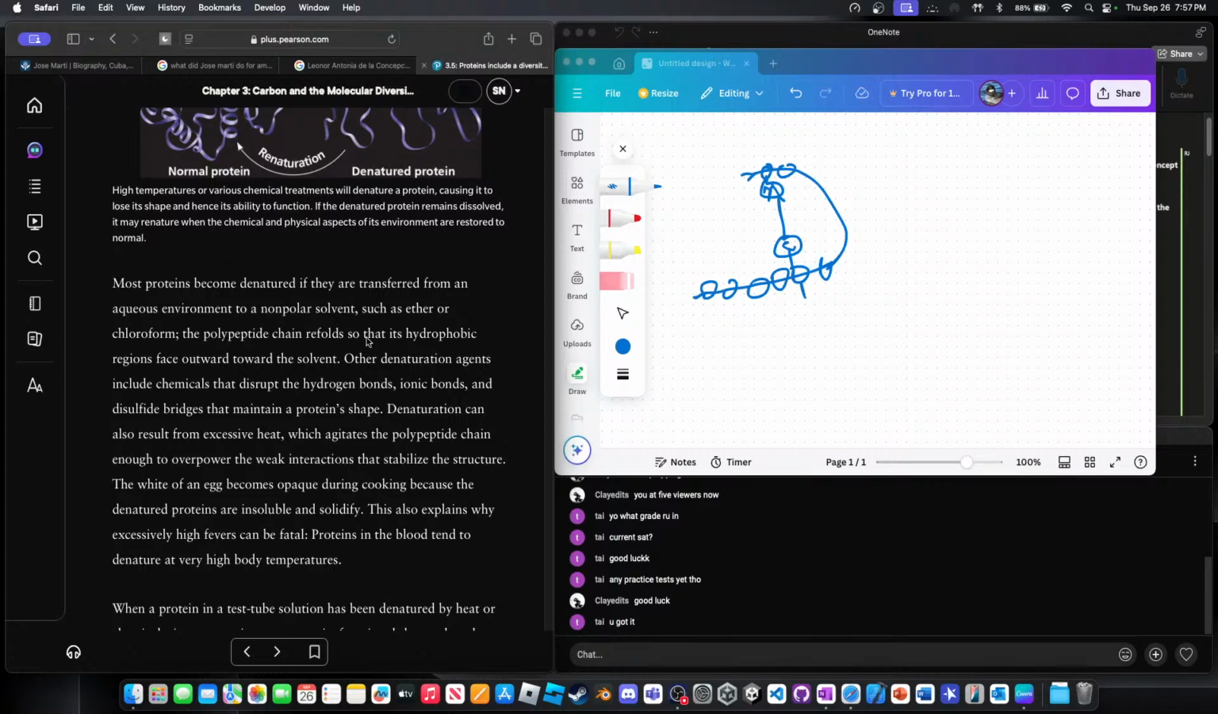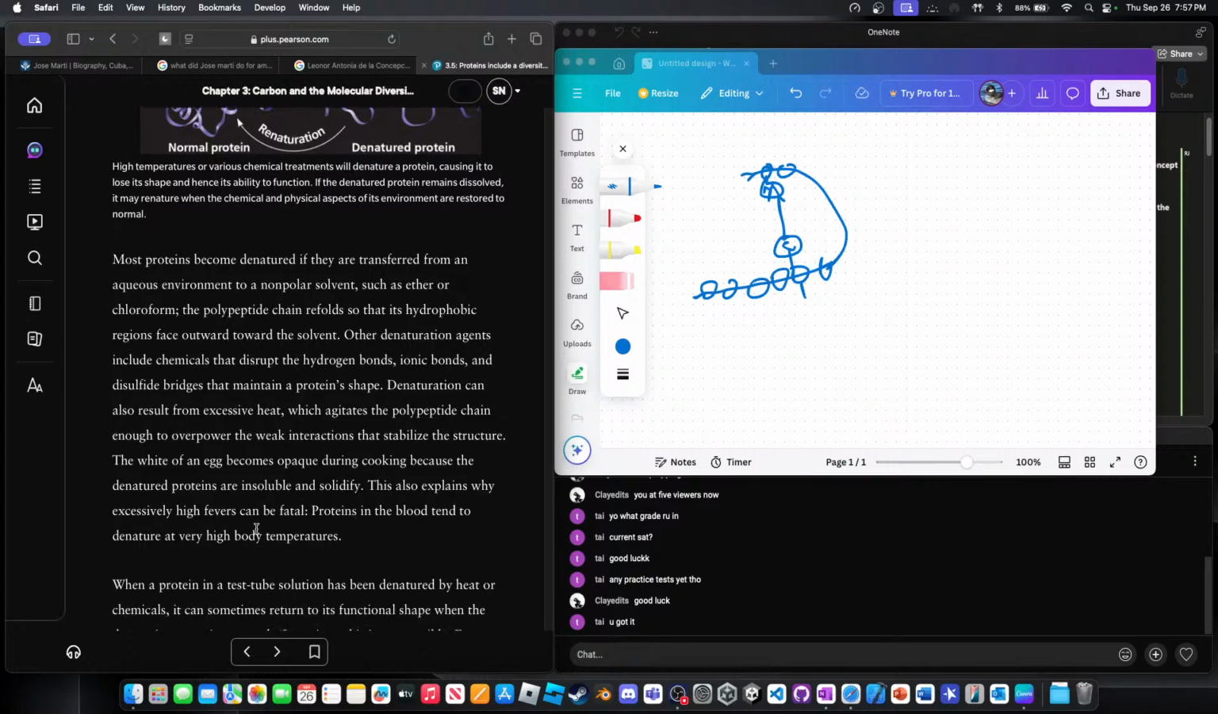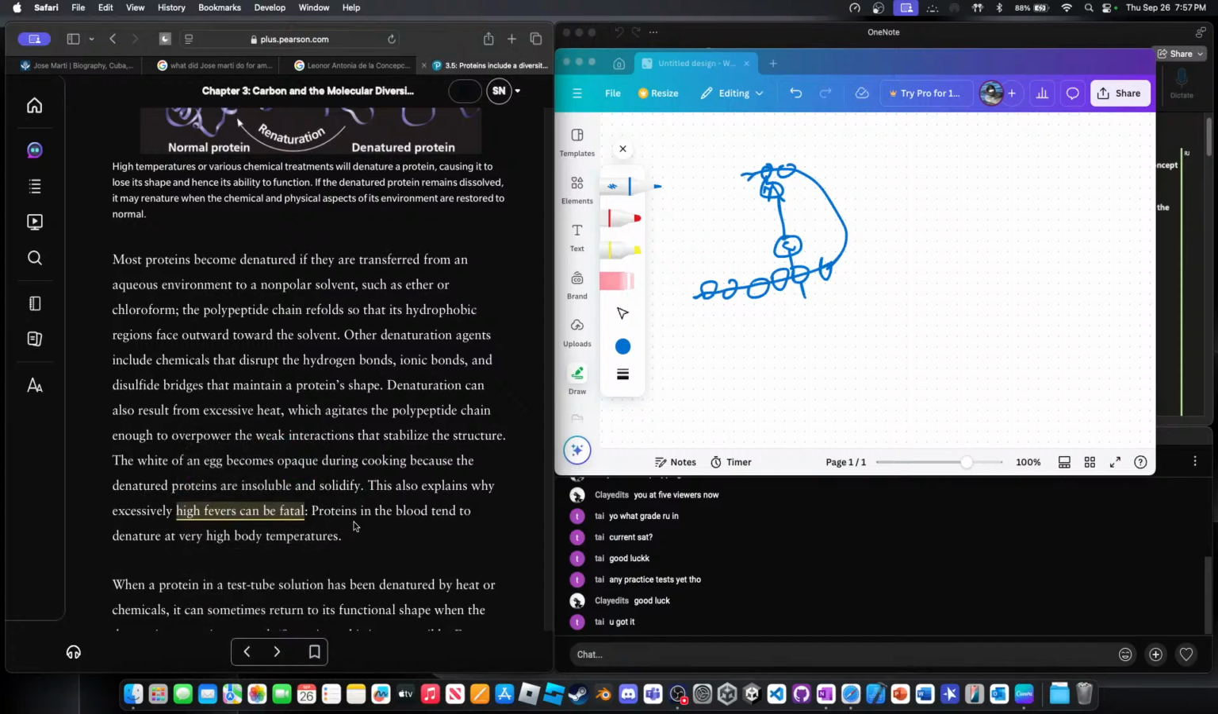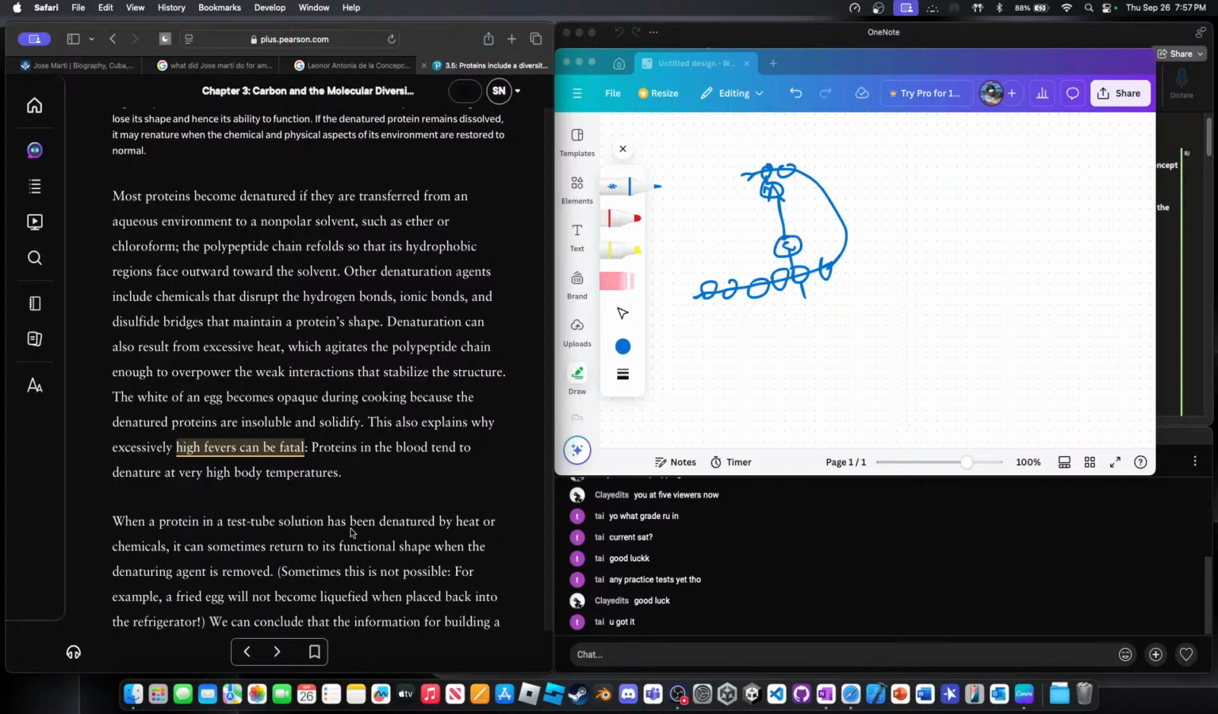Anyways, okay, let's see. This also explains why excessively high fevers can be fatal. Proteins in the blood tend to denature at very high body temperatures. Cool.